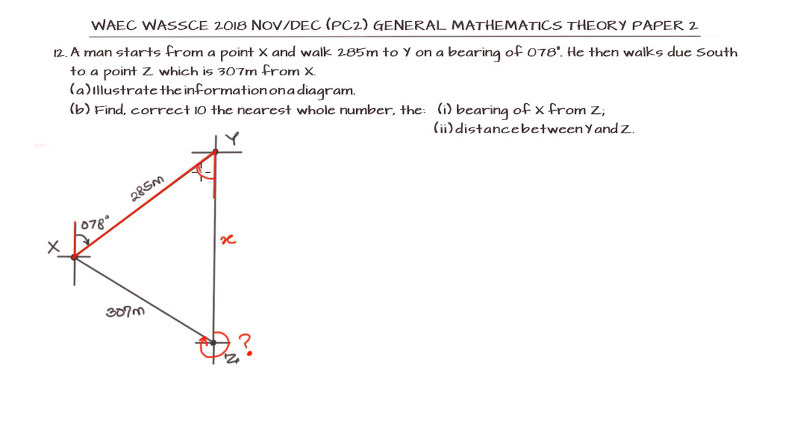At point y, this angle is also going to be 78 degrees. The reason is that it is alternate to the angle that is coming from x from the northern side. So angle XYZ is 78 degrees. It is an angle that is alternate to the bearing of y from x. So we got that as 78 degrees.